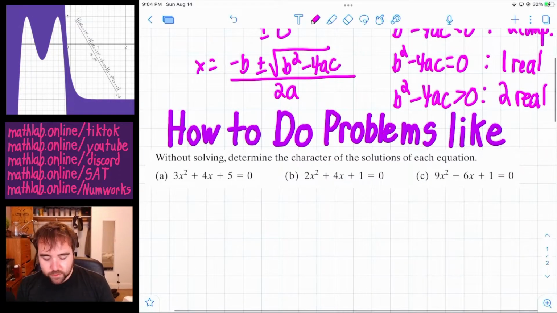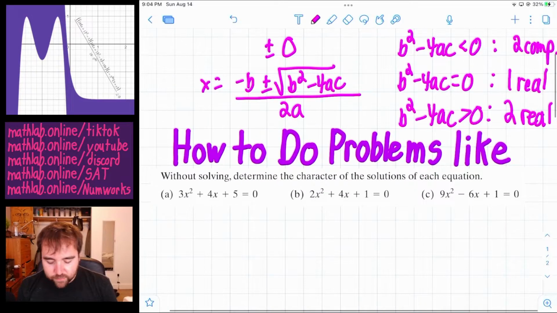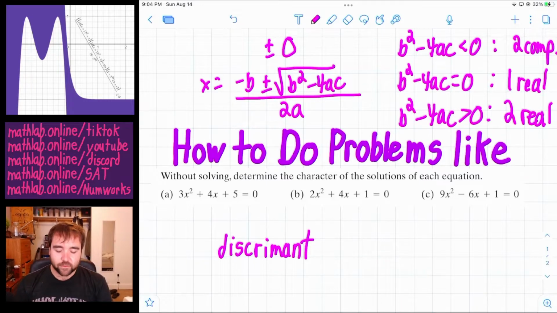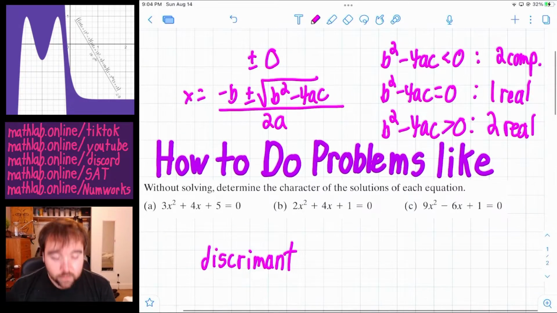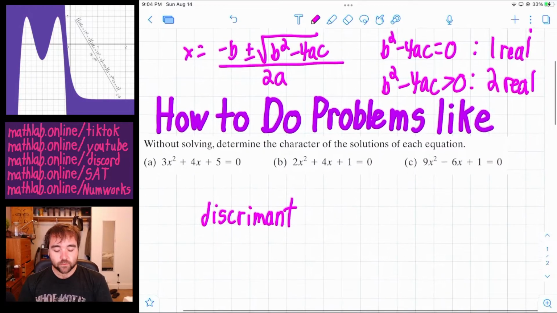So that's what we're going to do with these. We're not going to solve them. We're just going to look at their, and there's a name for this. I don't know why it's not here. We call that the discriminant. We're going to look at the discriminant. And if the discriminant is negative, then there's two complex solutions. If the discriminant is 0, then there's one real solution. If the discriminant is positive, there's two real solutions.